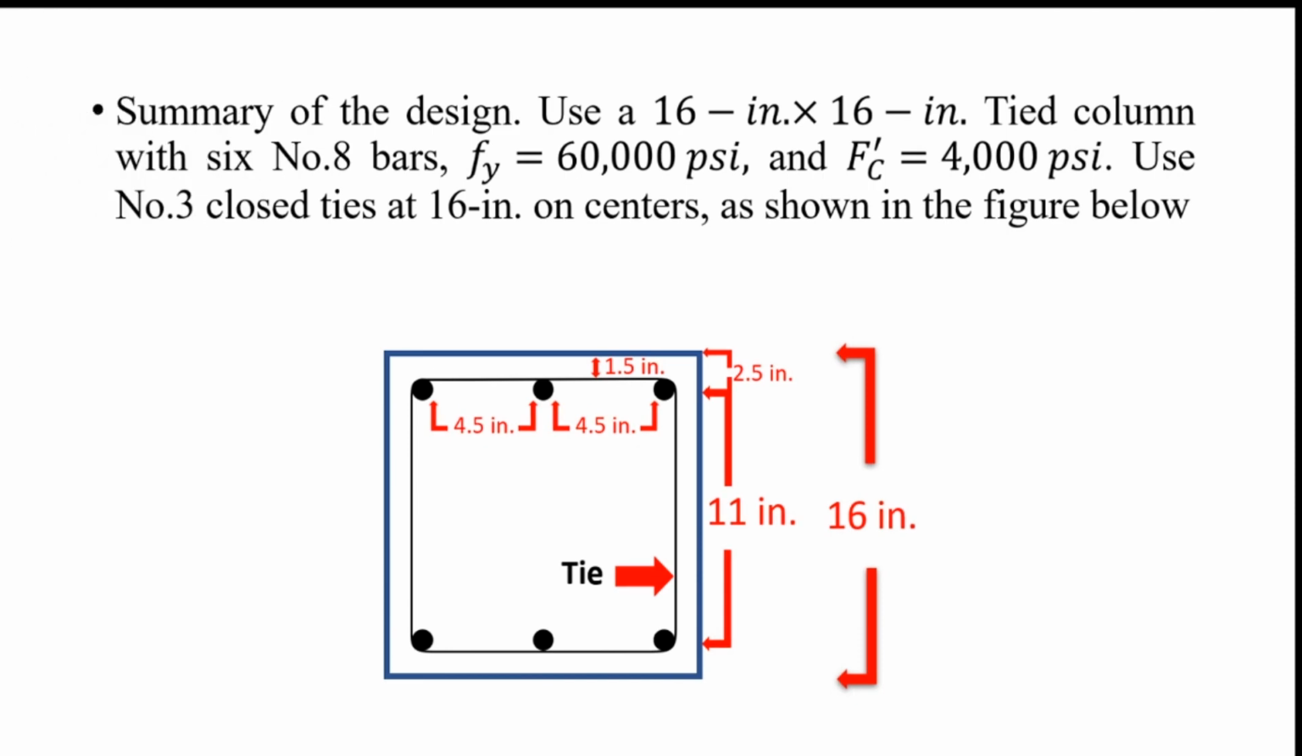Summary of the design. Use a 16 inches times 16 inches tied column with 6 number 8 bars. Fy equals 60,000 psi and f prime c equals 4,000 psi. Use number 3 closed ties at 16 inches on centers.